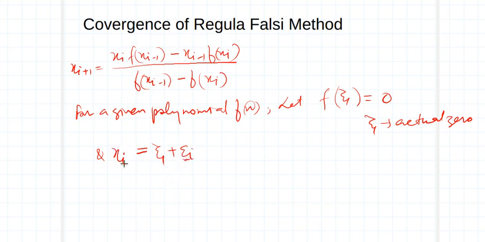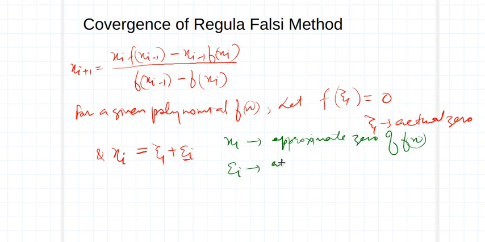That means what is x_i? This x_i is the approximate zero of f(x), and ε_i is the absolute error at the ith step.